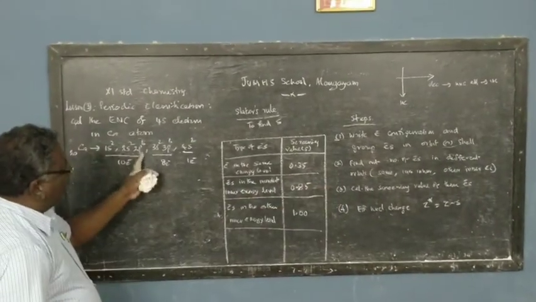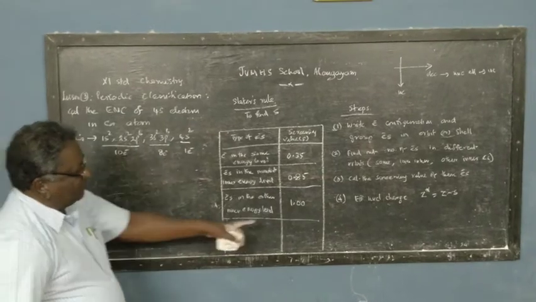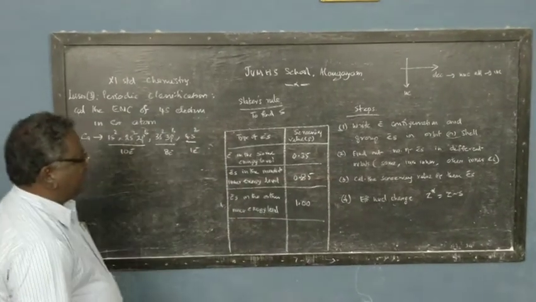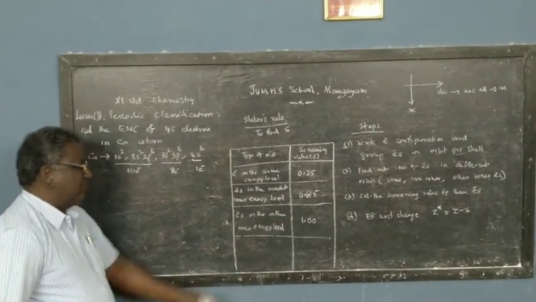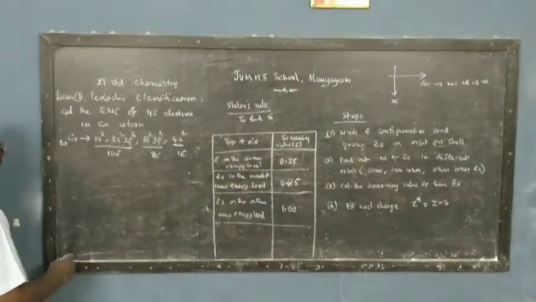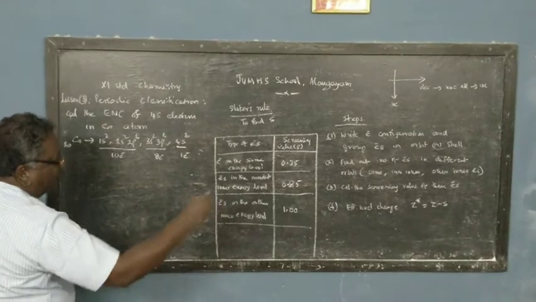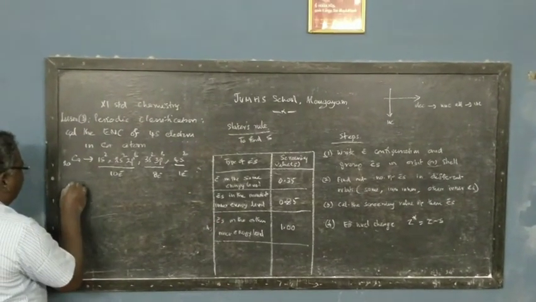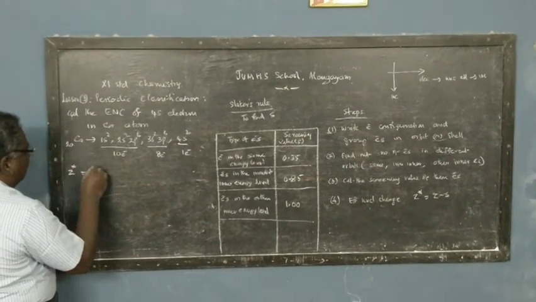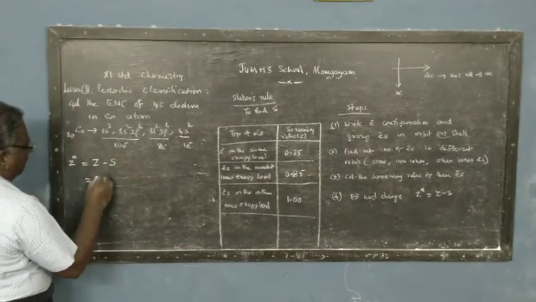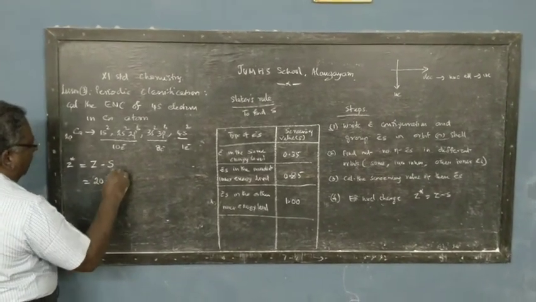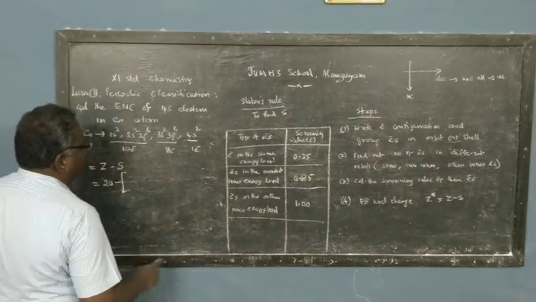This is the second step. First write the electronic configuration, group it. After that find out the number of electrons in the three types: same level, immediate inner level, then the rest of the inner levels. Now we have to use the formula. Z star is equal to Z minus S. What is the Z value? 20. That is the actual atomic number. Then the S value we have to find out.